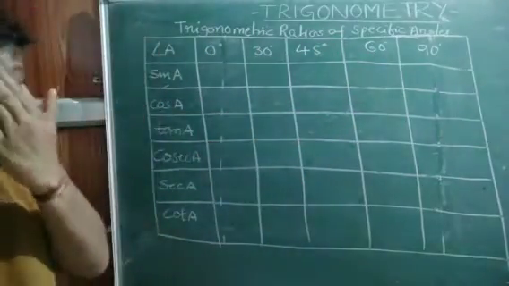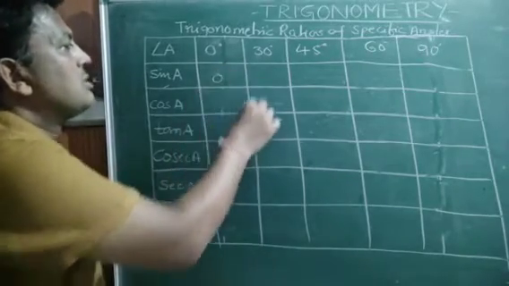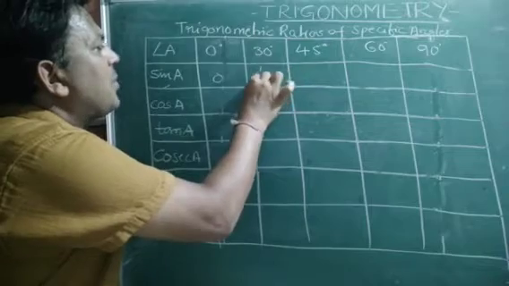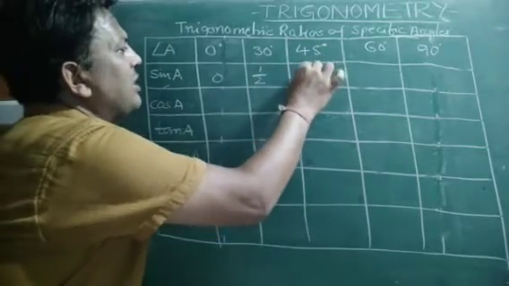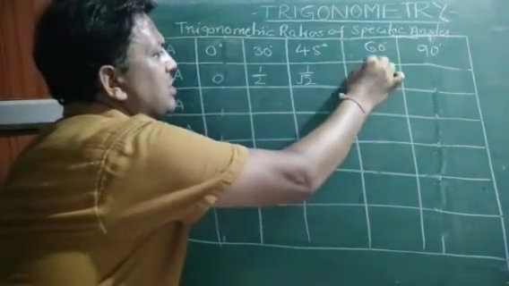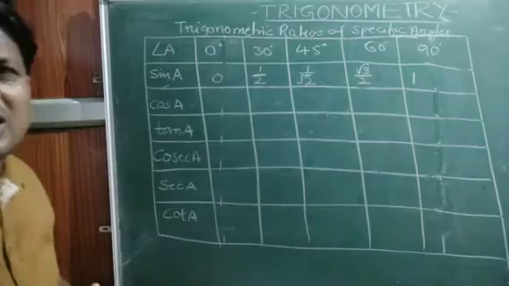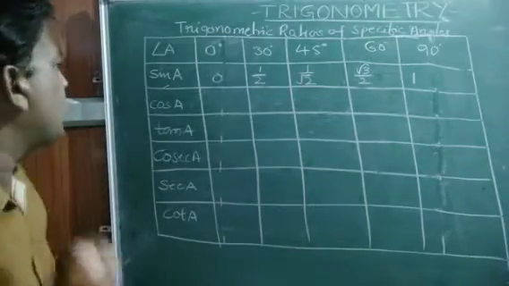So for example, sin 0. Sin 0 value children is 0. Sin 30 is 1 upon 2. Sin 45 is 1 upon root 2. Sin 60 is root 3 upon 2. And sin 90 is 1. This value you should remember children.